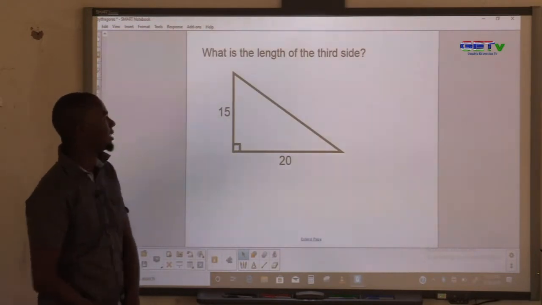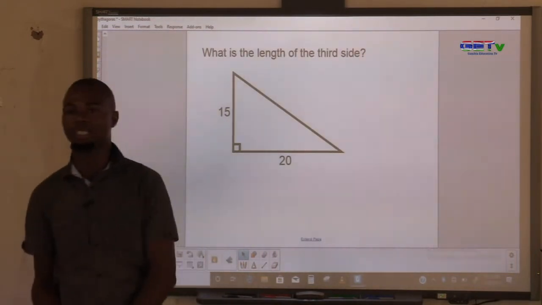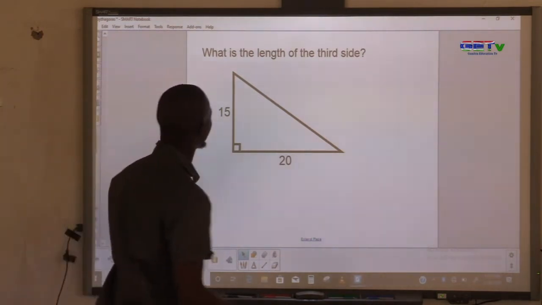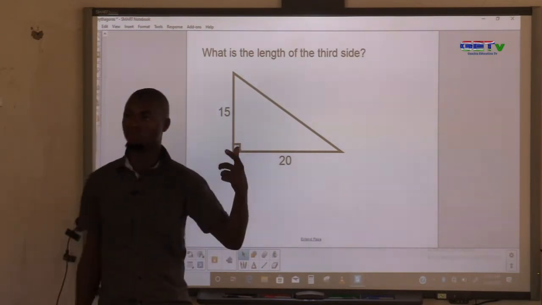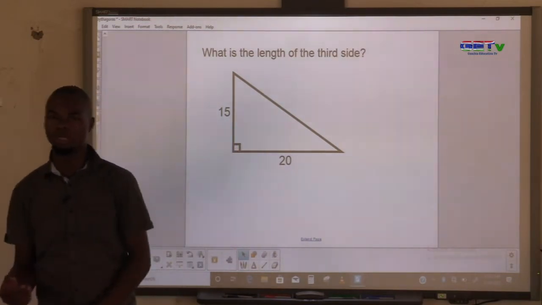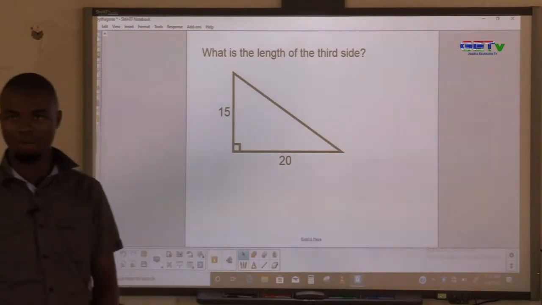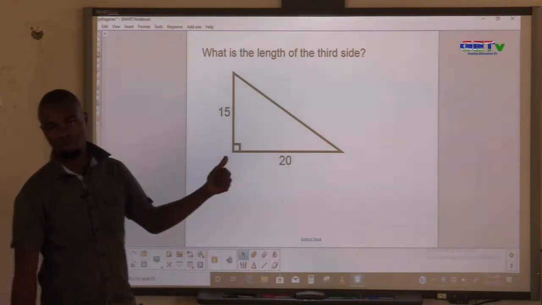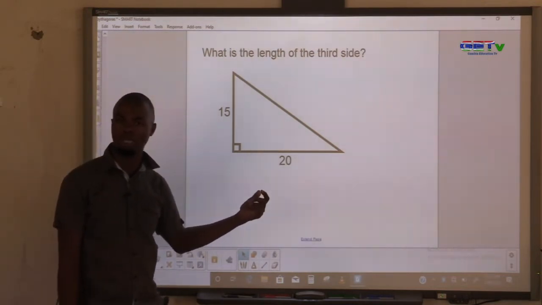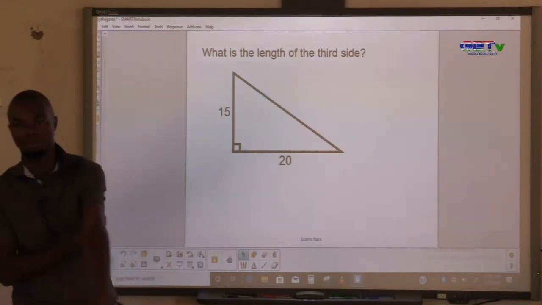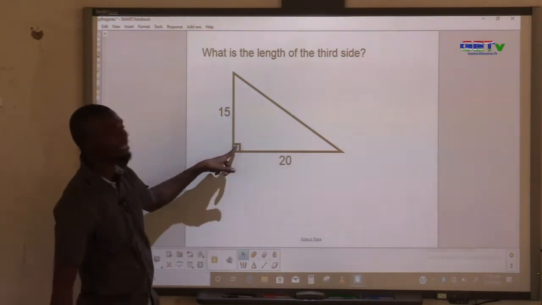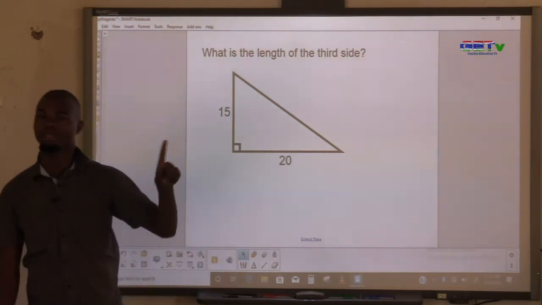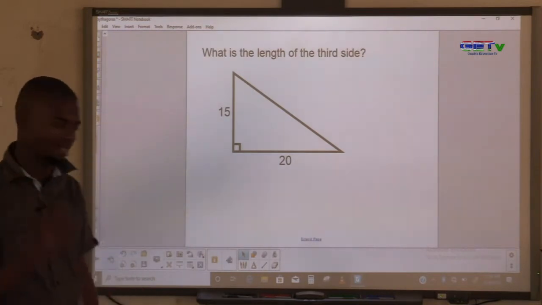Now, what is the length of the third side of this triangle? That's a question. What type of triangle is this first? That is what you need to know. Is it a right angle triangle? If it is a right angle triangle, we apply the Pythagoras theorem. By looking, some of you know it's a right angle triangle. And how do you know? It's because the right angle box is there, indicating that the angle there measures exactly 90 degrees.